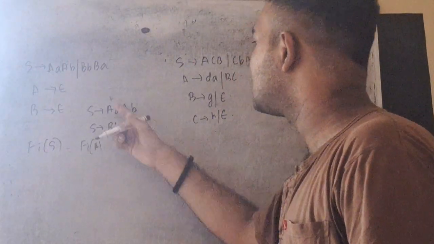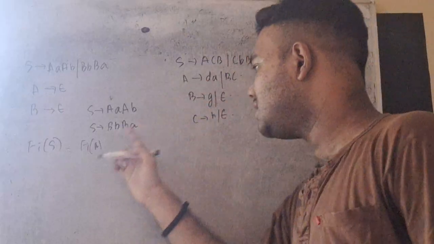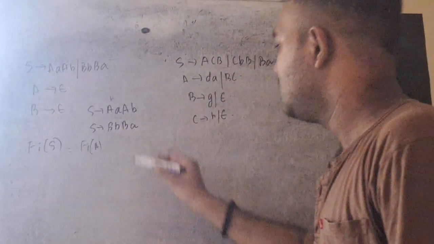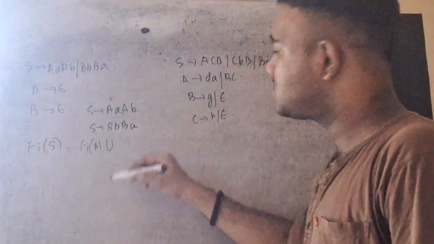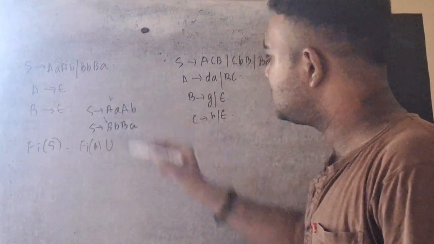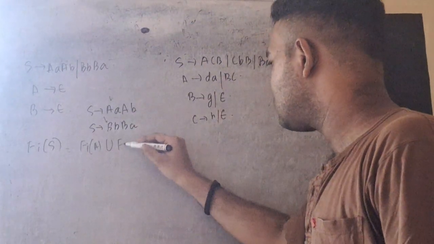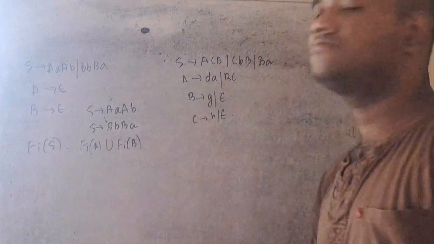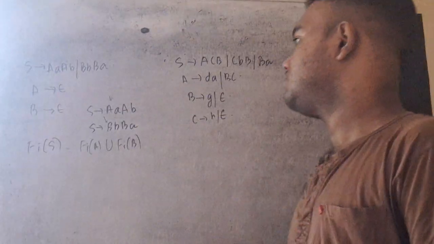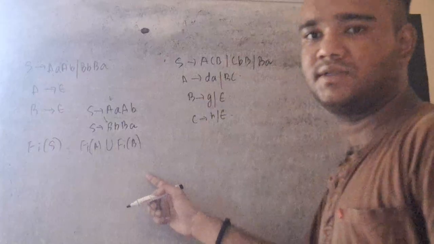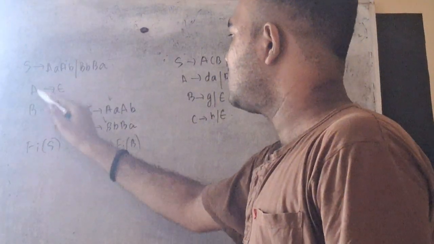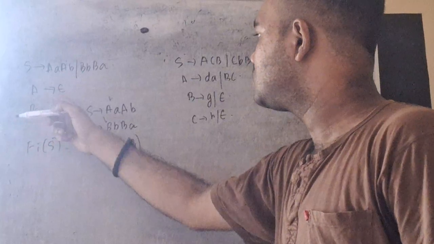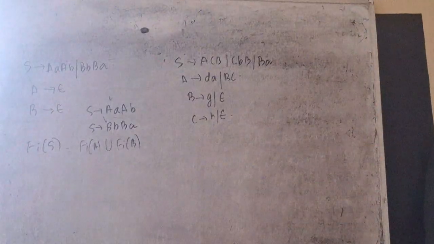Why first of A? Because A is a capital letter. If you have a capital letter, then you need to calculate the first of A, union, okay, union C. In this second production rule, what is lying in the first position? It is capital B. So it is basically first of capital B. Now I have to solve this thing; I will be solving it later.